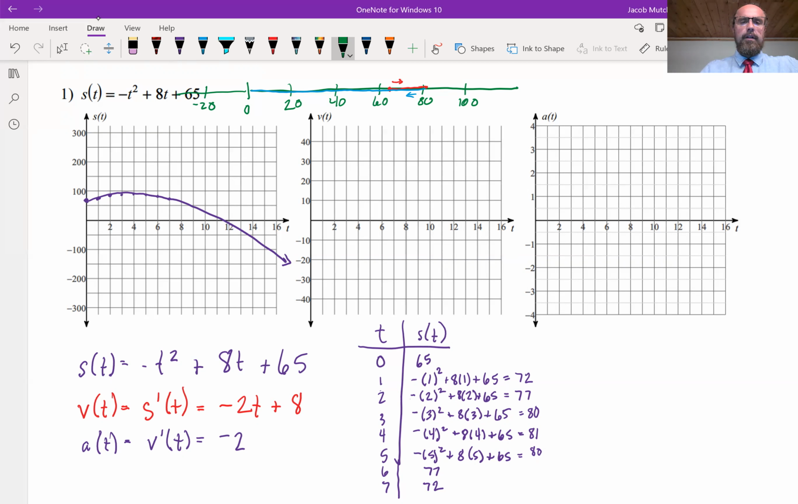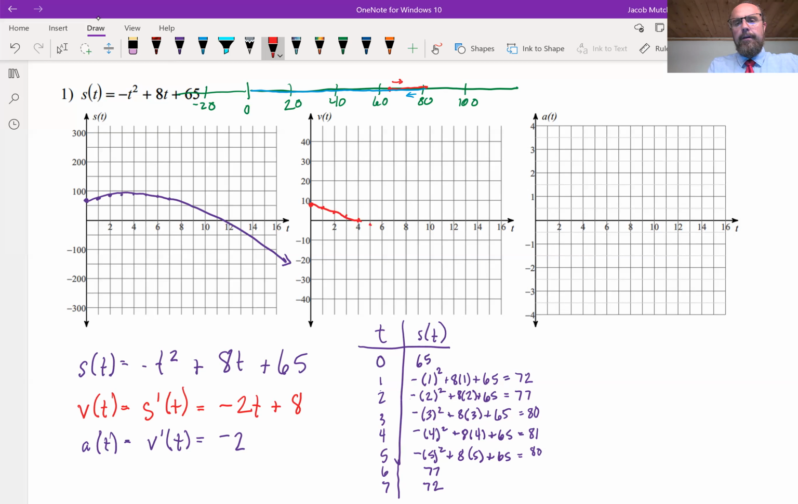I also want to graph the velocity function. That's a little simpler. That's this negative 2t plus 8. The way we would graph that function is by finding the y-intercept. That's 8. Then it's going to go down by 2 every 1. So if I go over to 1, it's going to be at 6. 2, it's going to be at 4. 3, it's going to be at 2. And then 4, this is really what we need to see, it's at 0. And we could continue that pattern.